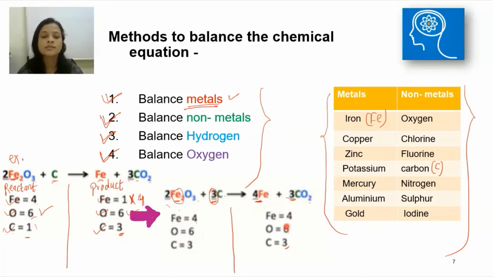So this is an example of a balanced chemical equation, and these are the few steps for how to balance a chemical equation. By using these few steps we can balance the chemical equation easily. Is this very easy? Yes. Now next.